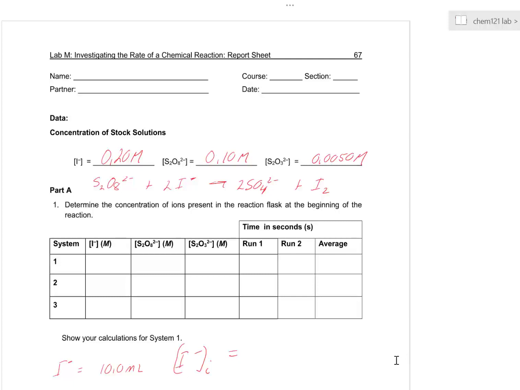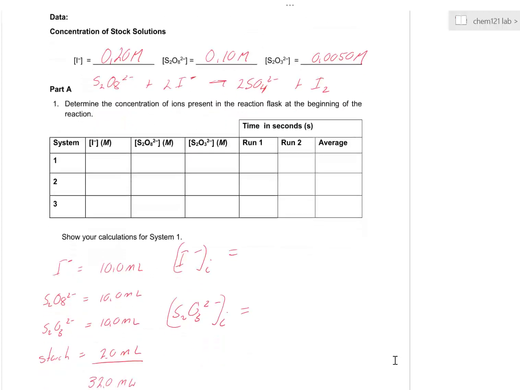I'm going to scroll down here a little bit. And first of all, I'd like to point out that in our reaction beaker, we added 10 mL of the iodide solution, 10 mL of the persulfate, 10 mL of the thiosulfate solution, and 2 mL of starch. Therefore, our total volume in the reaction mixture was 32 mL.